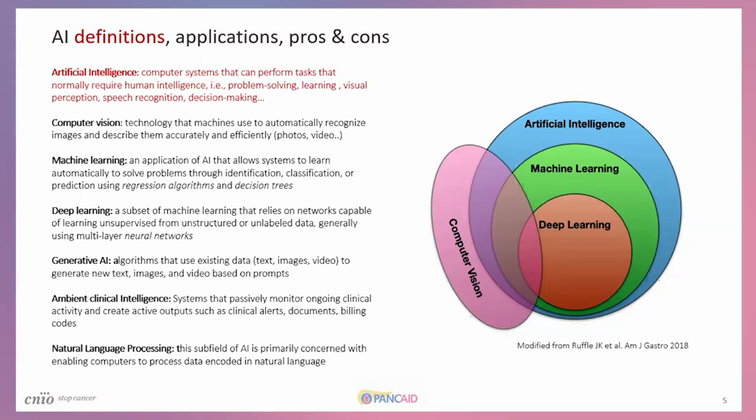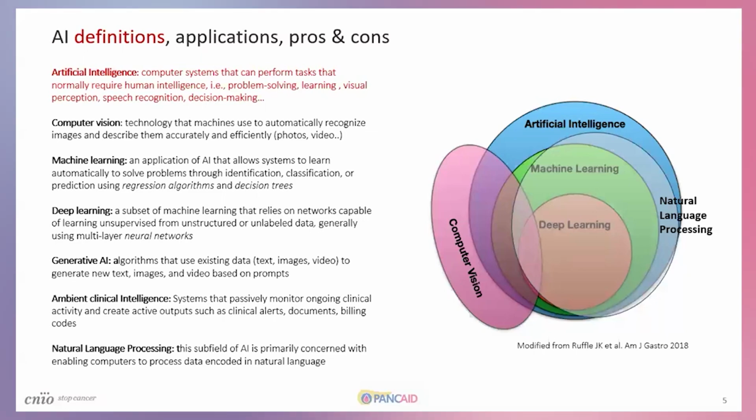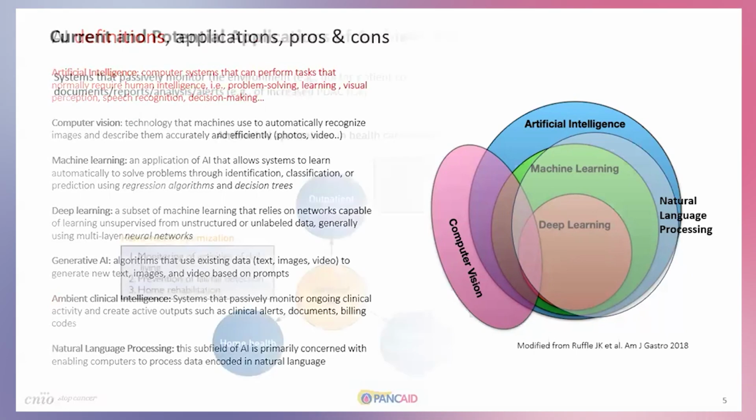Other branches that are even more recent are generative AI, and as I said, Sergio will comment on that, which is to generate, based on real data, fake data, new data, synthetic data, or images. And the potential of that is huge, I think, in the future. Ambient clinical intelligence, which I will now comment on, and a very hot topic, natural language processing. And this is how more or less we combined all of these different fields.